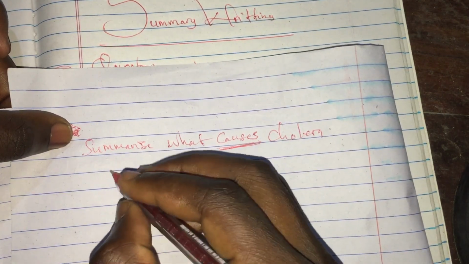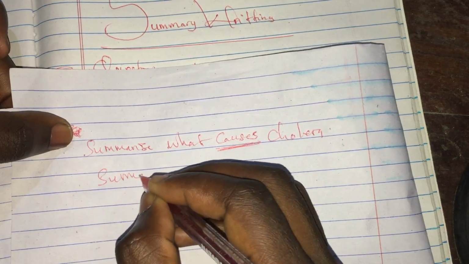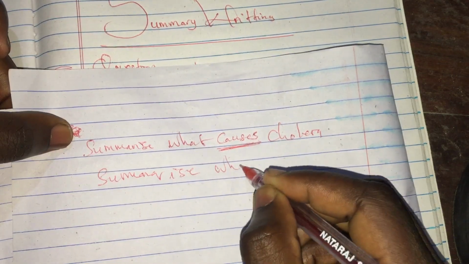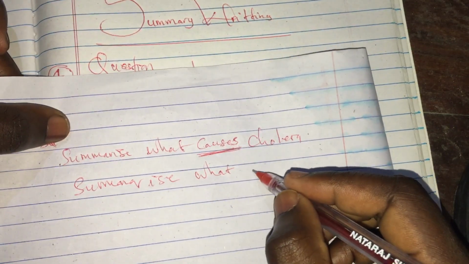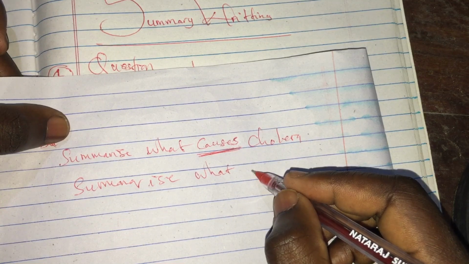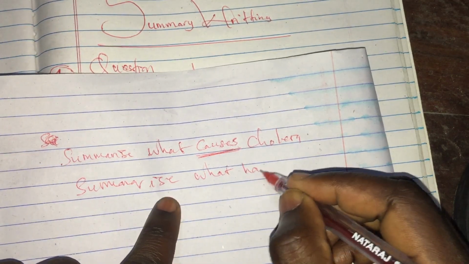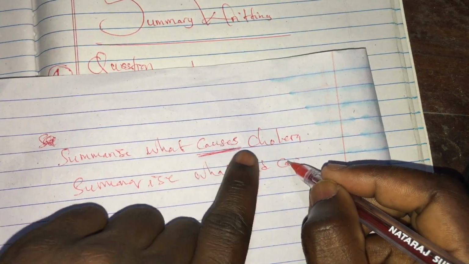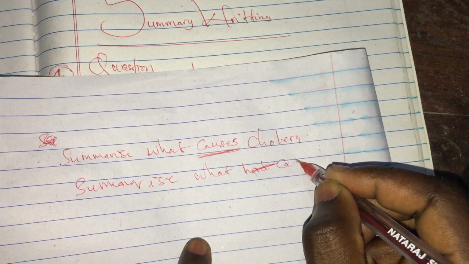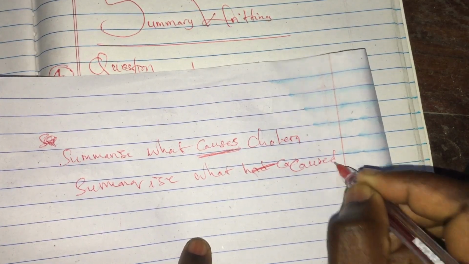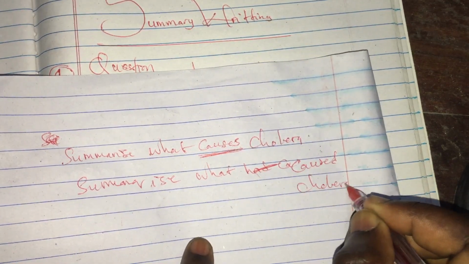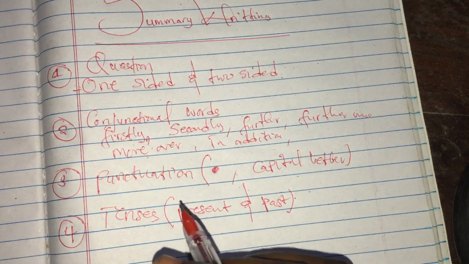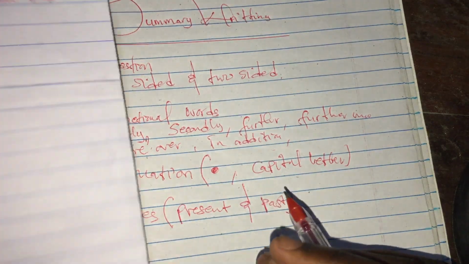So if the question was like, summarize what caused cholera, or what had caused cholera, then you write in what? In past tense. Your summary should be presented in past tense. All right. So that's the way it is.